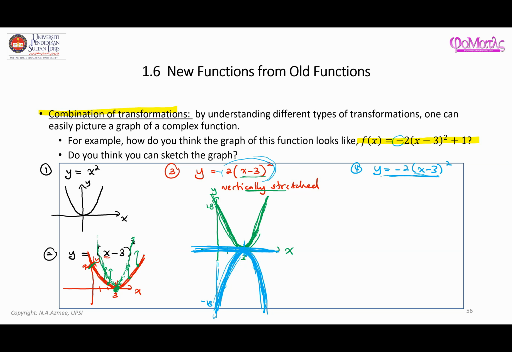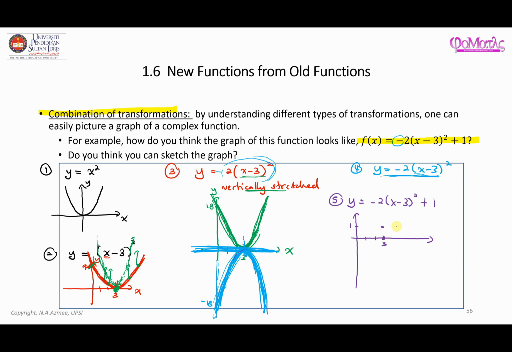All right, next, the final look is this one, which is y equals negative 2(x minus 3) squared plus 1. So we know that this graph is going to be moved 1 unit up. Therefore, the final look of this graph is going to look like this. So this is 1 unit up. 1, 2, 3. So 3. So it will be at this point.